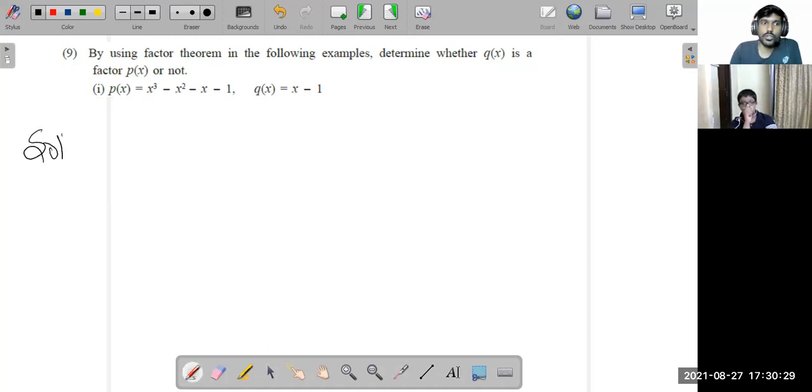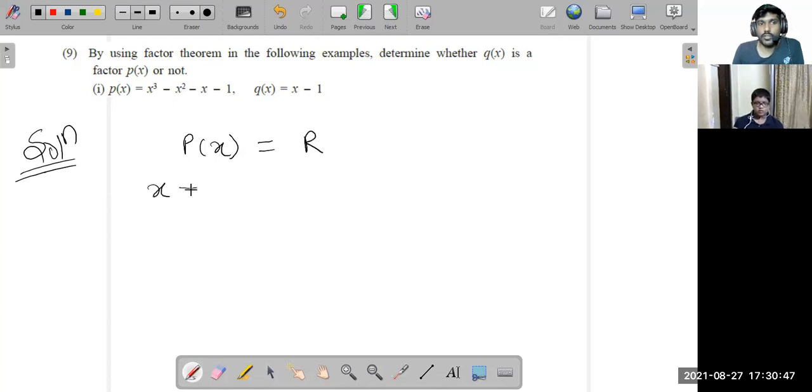But you know the very easy remainder theorem. You know what remainder theorem says? Value and the remainder are the same. Yes, value of the polynomial and the remainder is same. So you will check the value of the polynomial at x is equal to +1 or -1.